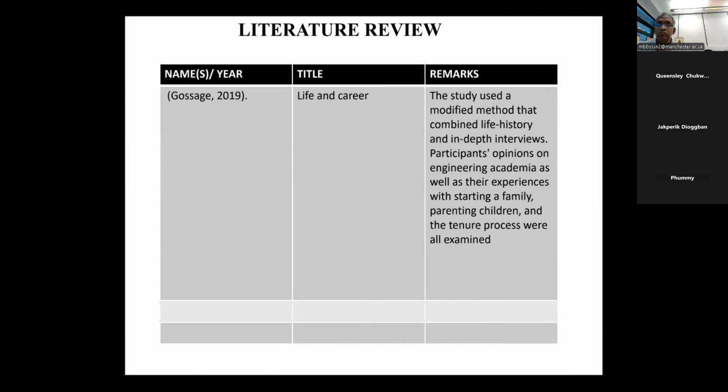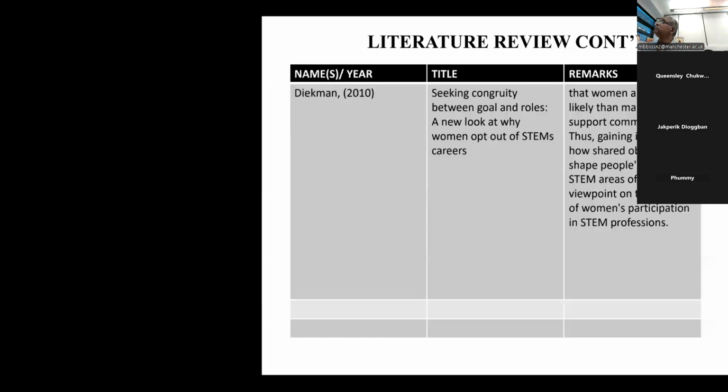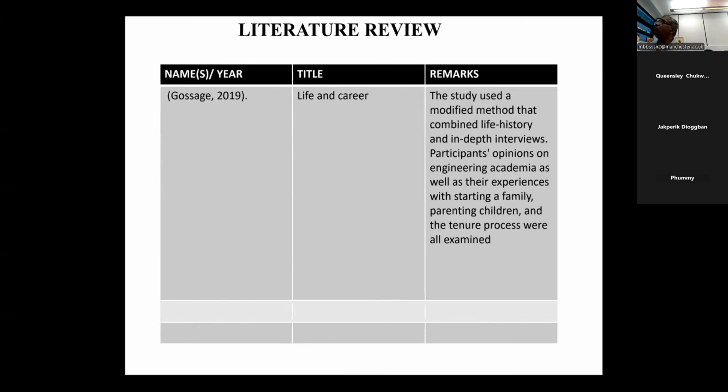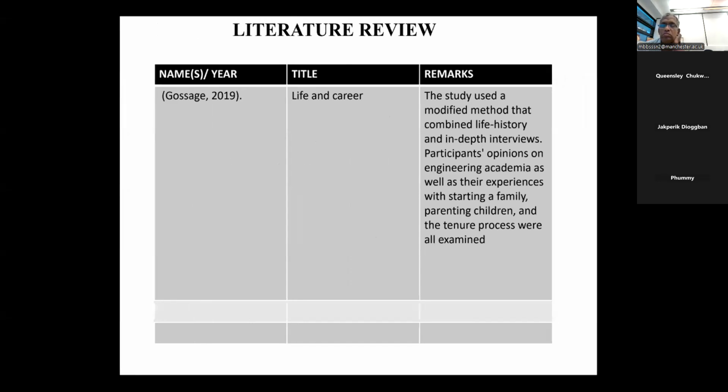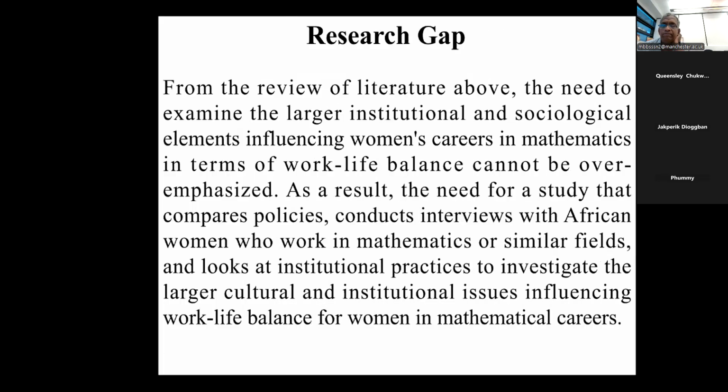Then we have our literature review. We have several literature reviews here, but I will take one, which is Gozek 2019. Gozek 2019 used a modified method that combined life history with interviews of participants as well as their experiences with starting a family, parenting children, and the time frame. That's what Gozek 2019 discussed in the title Life and Career.